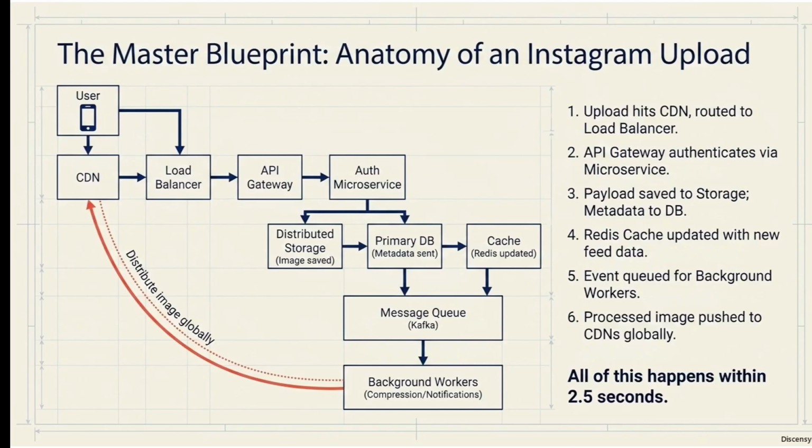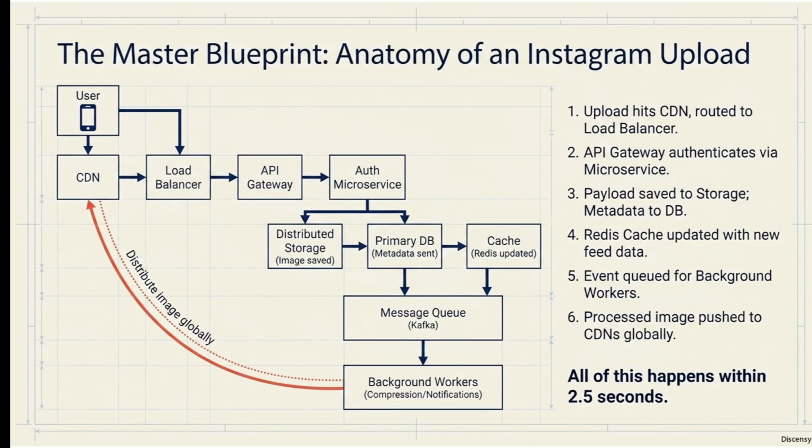The master blueprint, anatomy of an Instagram upload. We will go through an example and try to understand in the final part. The first one, upload hits CDN. Suppose you are trying to upload a post or some reel or anything else. Immediately, if you click on the upload, it hits the CDN first, routed to the load balancer.